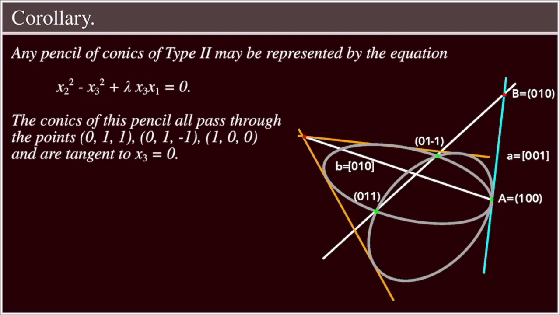Corollary: any pencil of conics of type 2 may be represented by the equation x2 squared minus x3 squared plus lambda x3 x1 equals 0. The conics of this pencil all pass through the points 0, 1, 1; 0, 1, negative 1; 1, 0, 0; and are tangent to x3 equals 0.